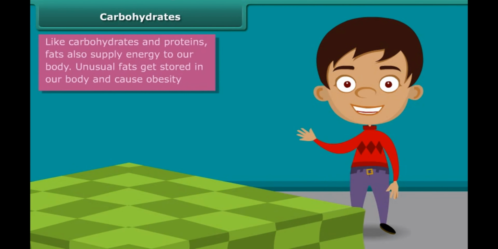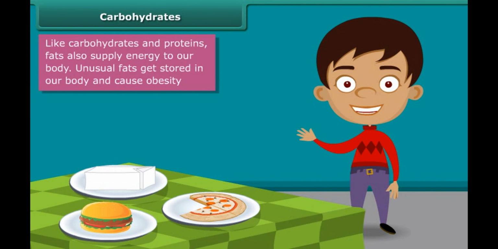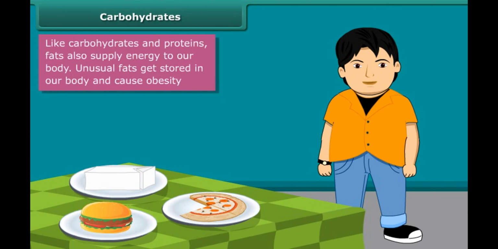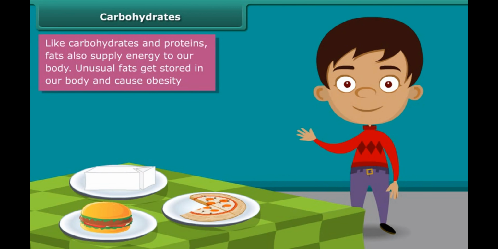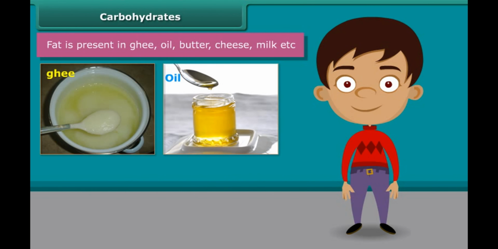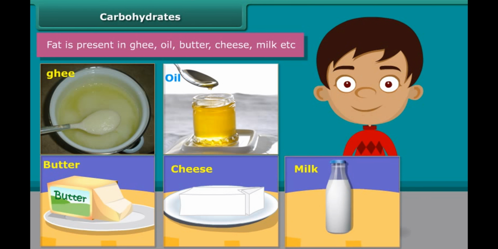I know that you all love pizza, burger, cheese, etc., but your parents do not allow you to eat them regularly because such foods contain large amounts of fat. Fats supply us with energy. If we don't use up this energy, our bodies build up a store for future use as in form of body fat. This is the reason why people eating much oily food become obese. Ghee, oil, butter, cheese, and milk are some main sources of fats.